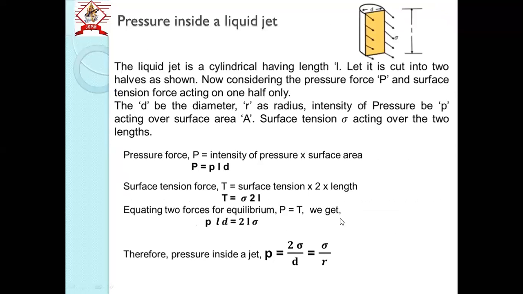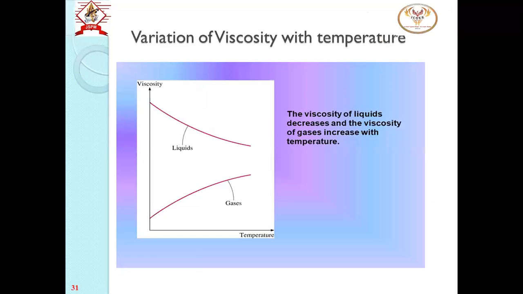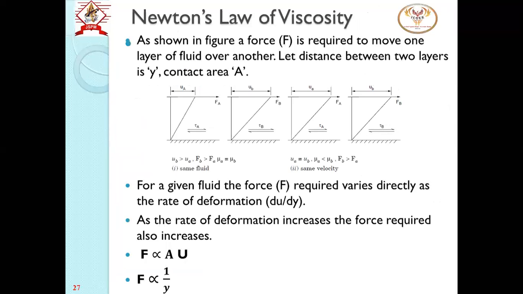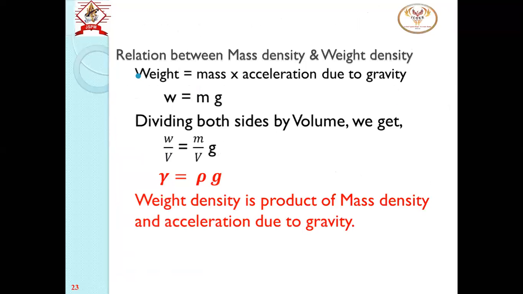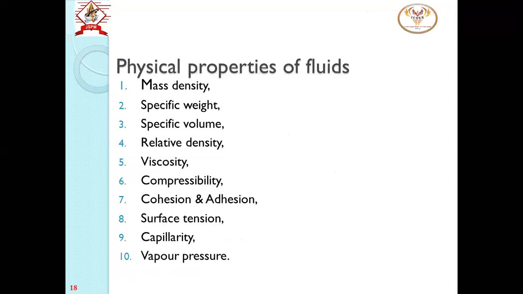So we have seen the different properties of fluid. I will circulate this particular PPT for your reference. We have seen these different properties: mass density, specific weight, specific volume, relative density, viscosity, compressibility, cohesion, adhesion, surface tension, and capillarity. The last two we'll discuss in the next lecture. Till then we'll stop here.